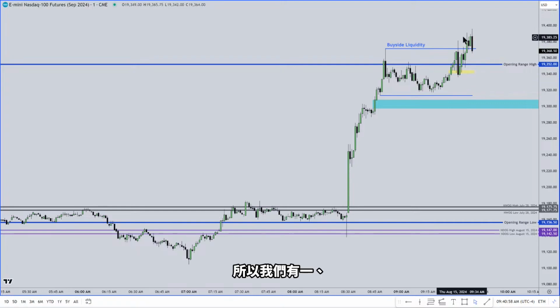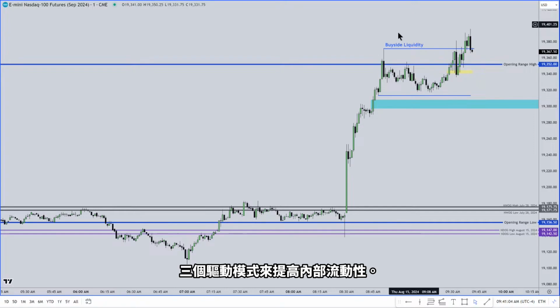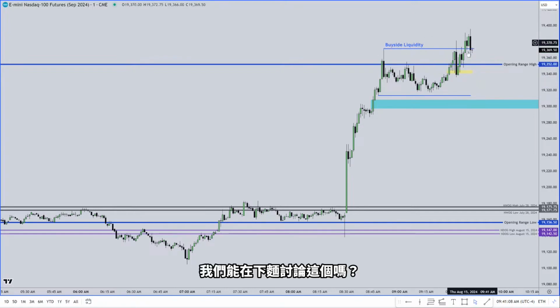So we have 1, 2, 3. Now we have it with the candle there. So we have three drives pattern higher, inside liquidity. All of this is made jagged now. And I want to see, can we get into this? Below it, treat it as inversion fair value gap.